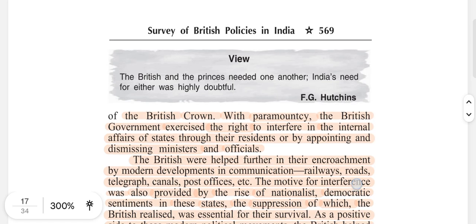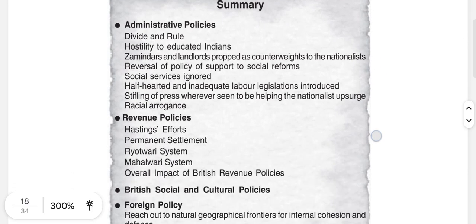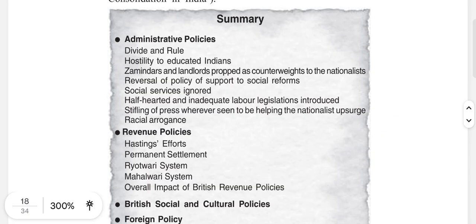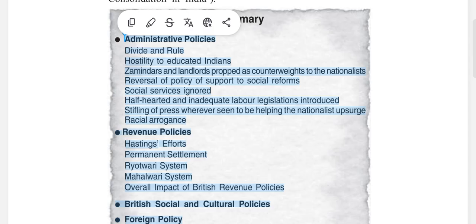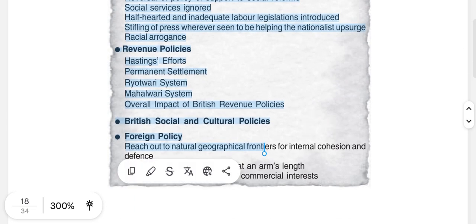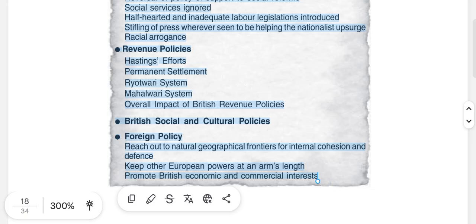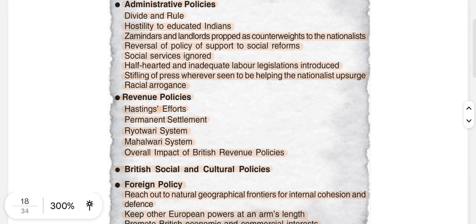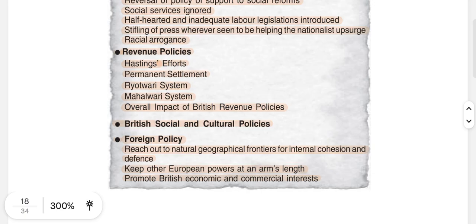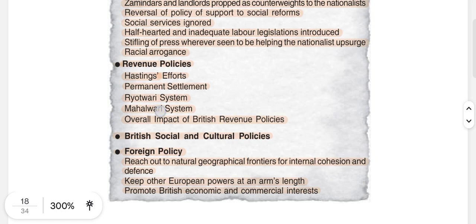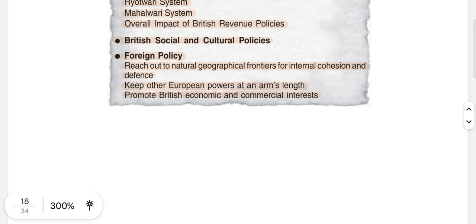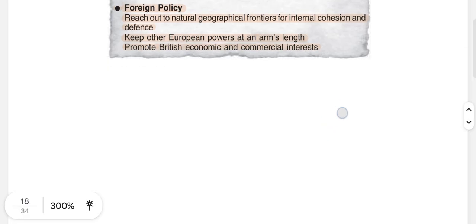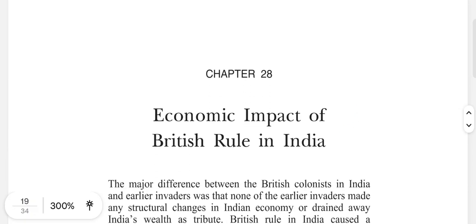Summary. Administrative policies: divide and rule; hostility to educated Indians; zamindars and landlords propped up as counterweights to the nationalists; reversal of policy of support to social reforms. Social services ignored; half-hearted and inadequate labor legislation introduced; stifling of the press; all were seen to be helping the nationalist upsurge. Racial arrogance. Revenue policies: Permanent Settlement, Ryotwari system, Mahalwari system, overall impact of British revenue policies. British social and cultural policies. Foreign policy: reach out to natural geographical frontiers for internal cohesion and defense, keep other European powers at arm's length, promote British economic and commercial interests.